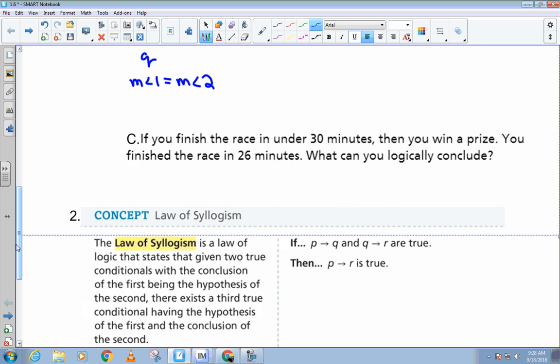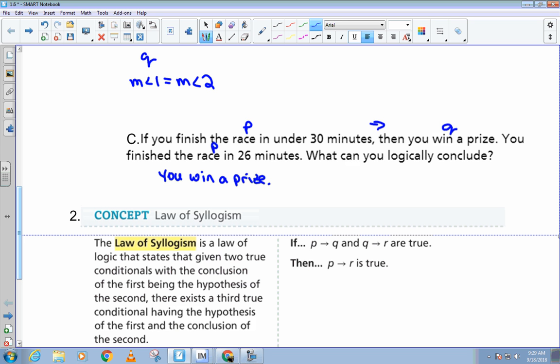If you finish the race in under 30 minutes, then you win a prize. You finish the race in 26 minutes. What can you logically conclude? Then you win a prize, right? Okay. Alright, so this is my if P then Q, right? If you finish the race in under 30 minutes, you win a prize. Then I'm more specific. Okay, Dalton finished the race in 26 minutes. Okay, I can conclude that Dalton wins a prize.